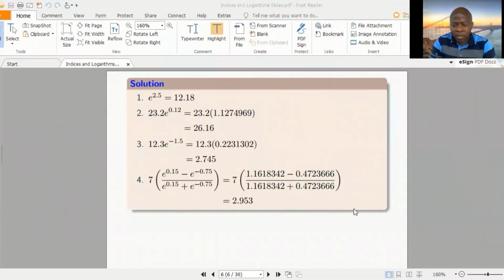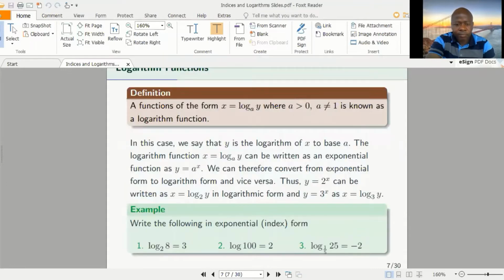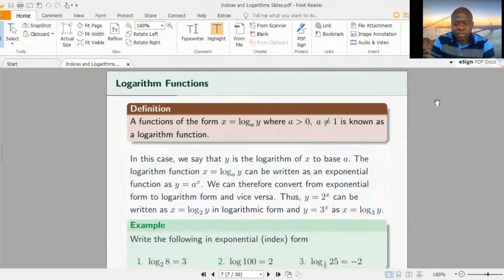Let's look at the next concept. The next concept, as I said, is the concept of logarithms. We've already looked at indices, and under indices, the most important thing you need to know is how to multiply, how to divide and so on. Those laws of indices, you need to know them.